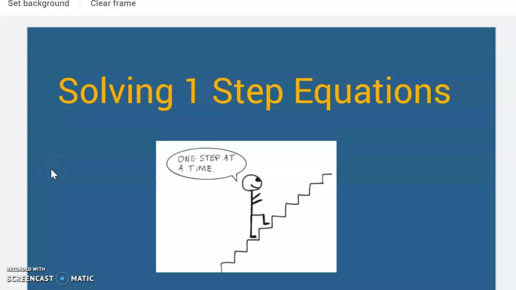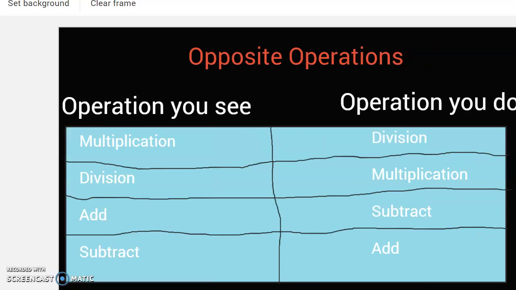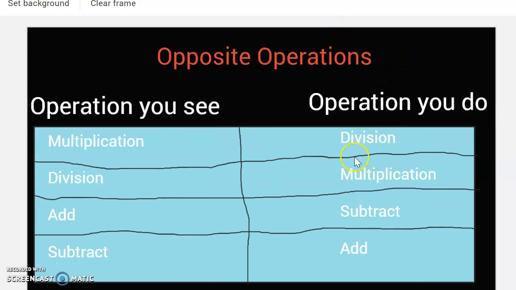This week we're going to look at solving one-step equations and solving two-step equations. One-step equations hopefully look pretty familiar to you as they're something that you have looked at in previous years. What we need to remember is that we're doing opposite operations to move numbers or variables to the opposite side of the equal sign. So we're solving for a certain variable and getting that by itself.